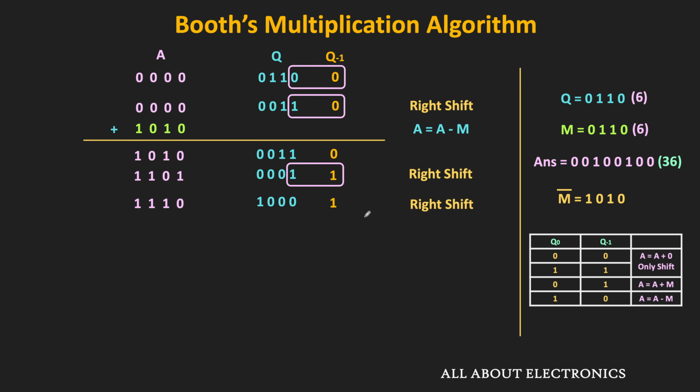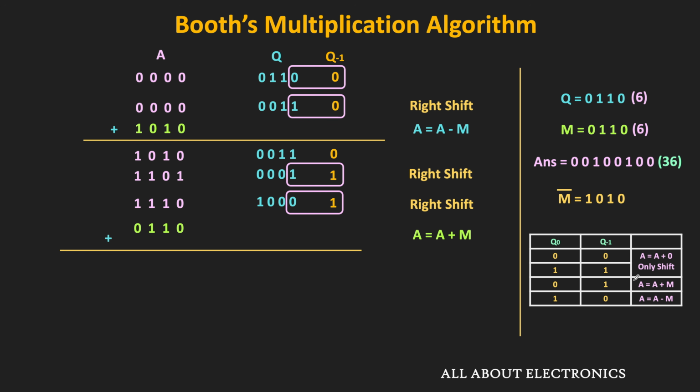And now for the fourth iteration, once again, this Q0 and the Q minus 1 bits will be checked. So now if you see, then that is equal to 0 1. And therefore, now the addition will be performed. That means now, this multiplicand will be added with the current value of the A register.